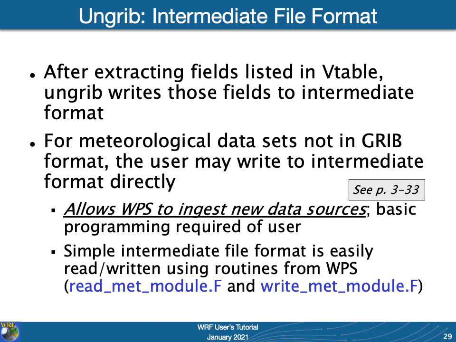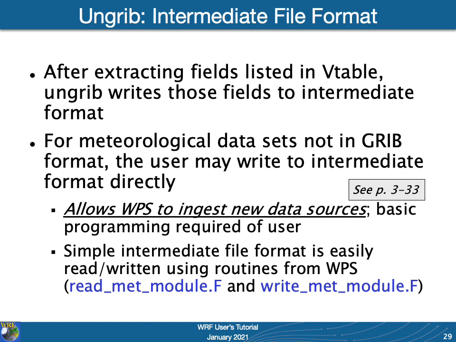If you wanted to use a source of meteorological data that wasn't provided in GRIB format, that is possible, but you'll need to circumvent the Ungrib program. Essentially, you'll need to take your non-GRIB data and write it to this intermediate file format. Chapter 3 of the ARW User's Guide provides more information on this intermediate file format.